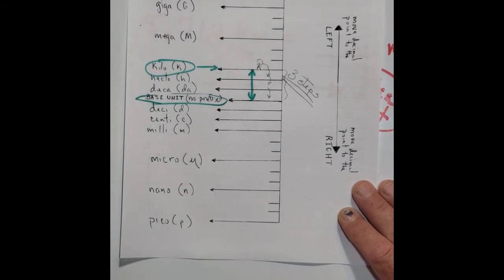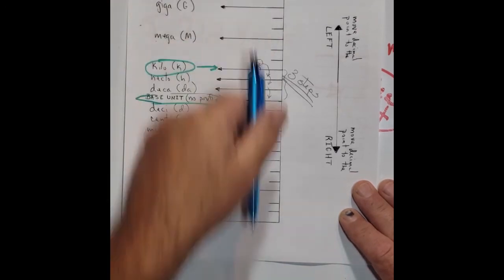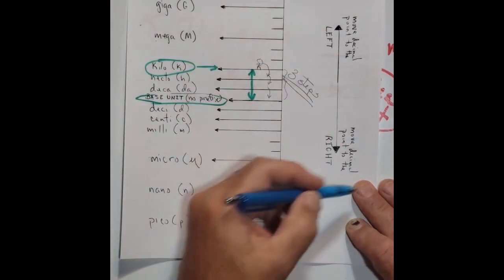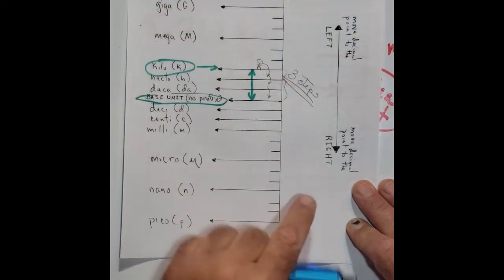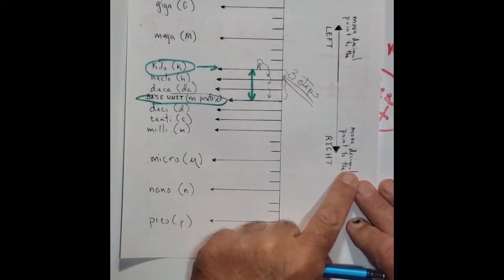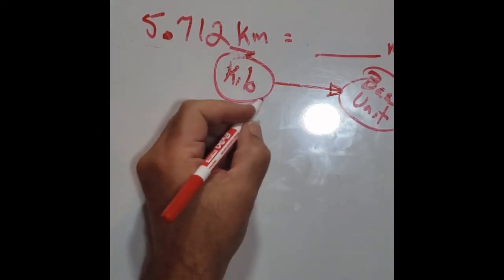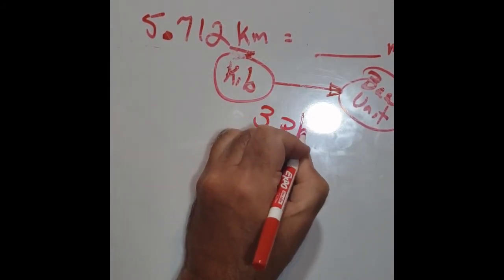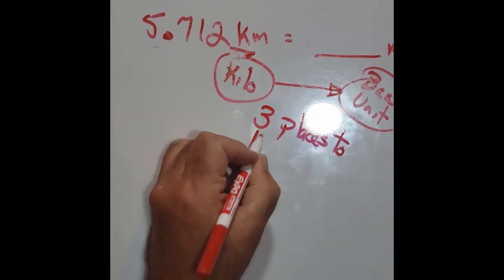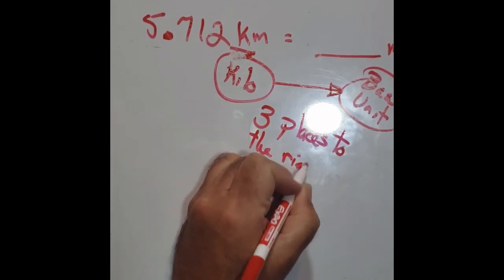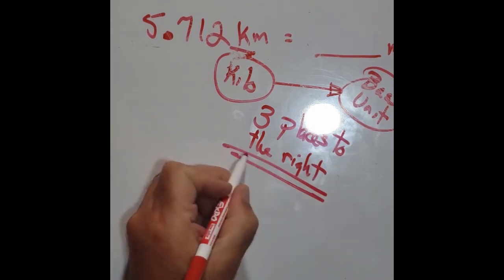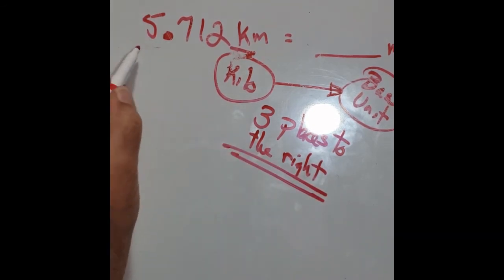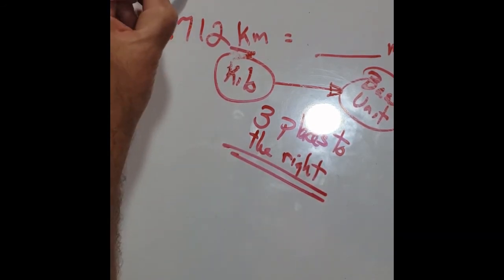That means we need to move the decimal point 3 places. Now, which direction do we go? Since our jump is going this way, follow this set of directions here. If we're moving down, we want to move the decimal point to the right. So this is going to be 3 places to the right. Okay, so let's go back up to our problem.